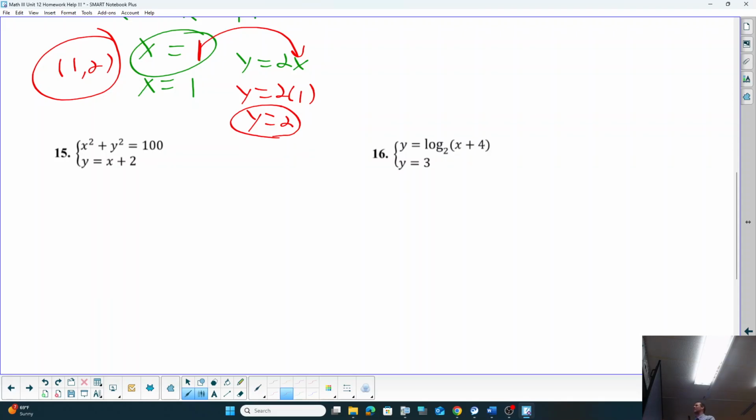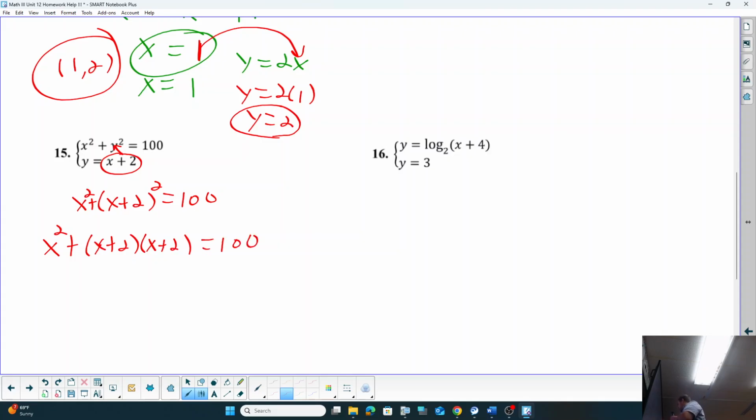Okay, beautiful. Number 15. Ooh, this is going to be a tough one. Circle with a line, but it's going to be substitution. Because it's squared, you can't really do that, so we're just going to substitute in wherever we see a y. We're going to plug in x plus 2. It's going to be a little hairy, but we got this. So that means there's 2 of them: x squared plus (x plus 2) times (x plus 2) equals 100. You're going to have to distribute a little bit, foiling there.